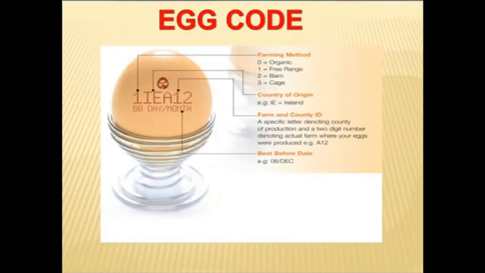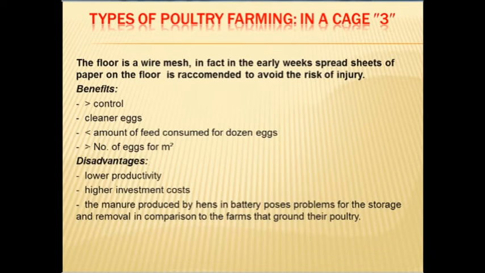On the egg is present a code. The first number indicates the farming method: 0 organic, 1 free range, 2 barn, 3 cage. Type of poultry farming in a cage: 3. The floor is a wire mesh. In fact, in the early weeks, spreading sheets of paper on the floor is recommended to avoid the risk of injury. Benefits: major control, cleaner eggs. Disadvantages: lower productivity, higher investment costs.